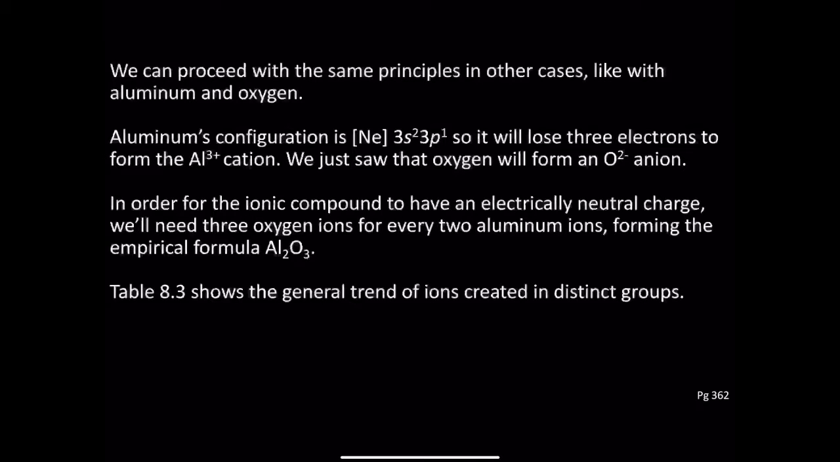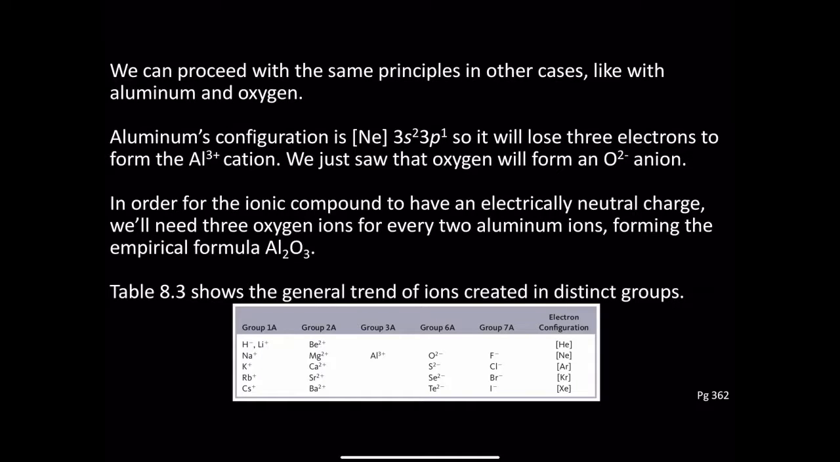So table 8.3 shows the general trend of ions created in distinct groups, and you guys know this as well. Group 1A forms a positive ion generally, except for hydrogen. Group 2A forms that 2+ charge. 3A, the only one that's really consistent is aluminum. And then groups 6A and 7A are also consistent, with -2 and -1 ions formed respectively.